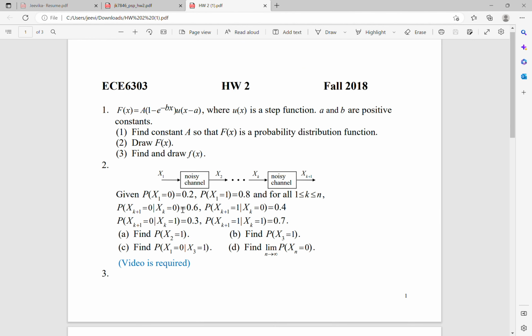The third question is to find P of X1 is equal to 0 given X3 is equal to 1.